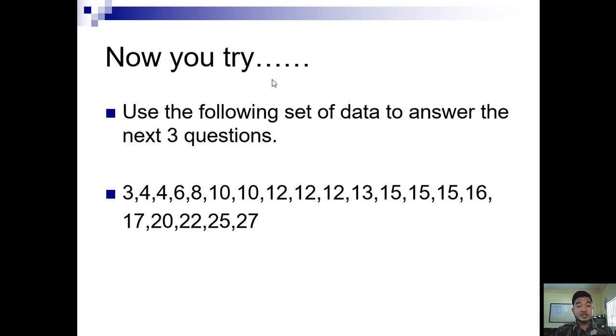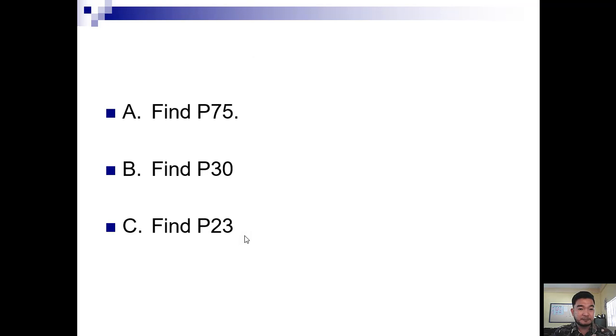Now, you try. Use the following set of data to answer the next 3 questions. If you want to try, just pause the video and try. Ayan yung given natin ng mga set of numbers. Bilangin natin. 1, 2, 3, 4, 5, 6, 7, 8, 9, 10, 11, 12, 13, 14, 15, 16, 17, 18, 19, 20. Have 20 scores. So, N is equal to 20. And then, if you want to check if your answer is right or wrong, just continue playing the video.